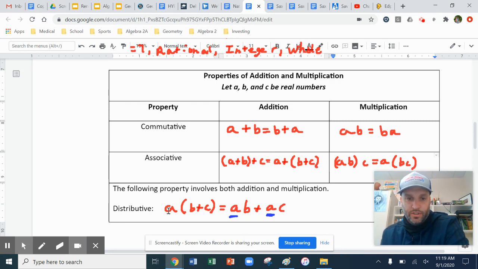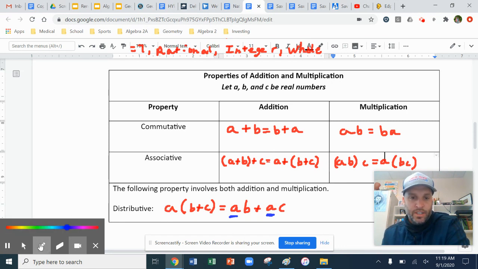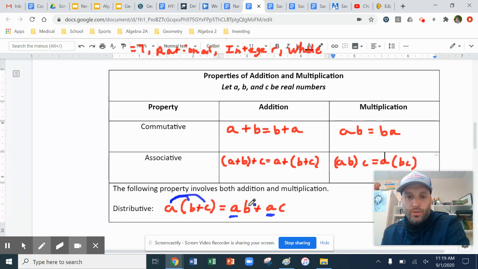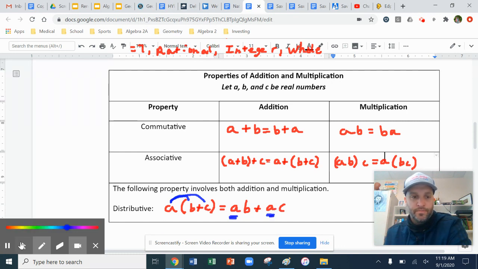And lastly, we have distributive property. So distributive property involves both addition and multiplication. I can take a times b and then go back and take a times c, and the sum of those two products, a times b plus a times c, is going to be equivalent. So that a is going to be what's in common in both of those products. That's the number that was distributed.